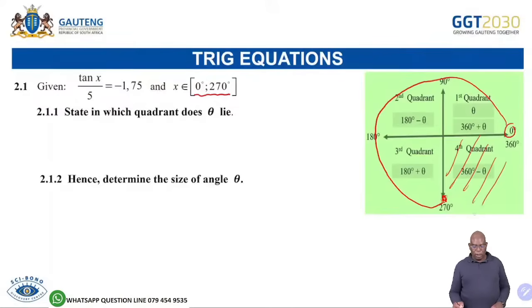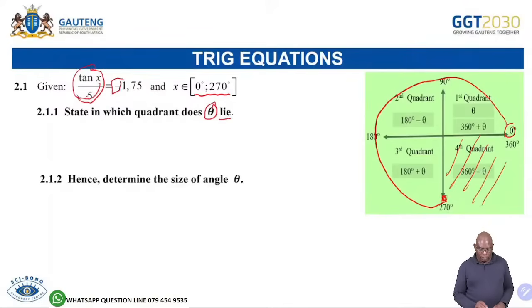So in these 3 quadrants, first they say state in which quadrant does theta lie. So they're guiding you actually to say which reduction formula you are going to use. So if I look at the tan of this thing here over 5, it's a negative.